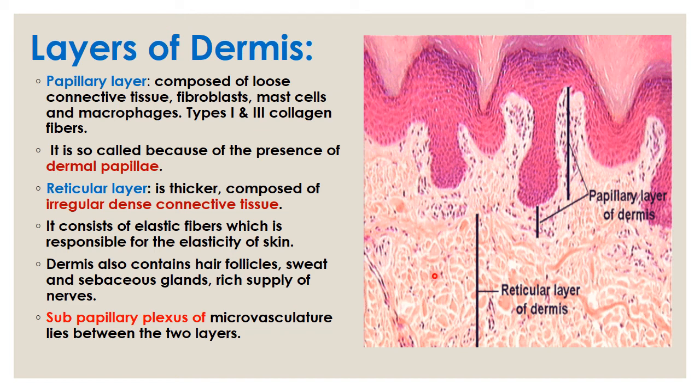The next layer below the papillary layer is the reticular layer of the dermis. This reticular layer is composed of irregular dense connective tissue, and it also consists of elastic fibers which are responsible for the elasticity of the skin. The dermis may also contain hair follicles, sweat and sebaceous glands, and it is rich in blood supply and nerve supply. Between these two layers, the subpapillary plexus of the microvasculature is present.